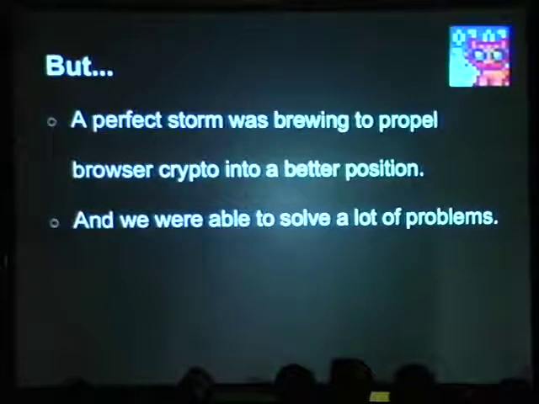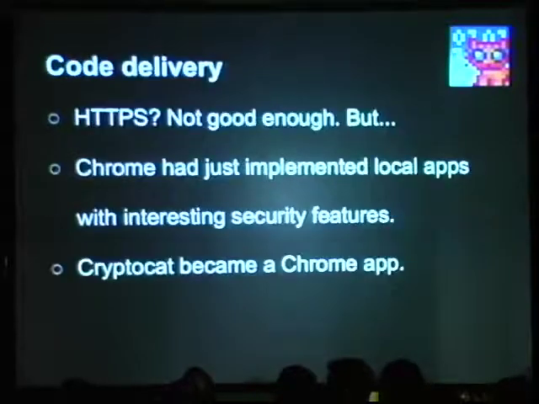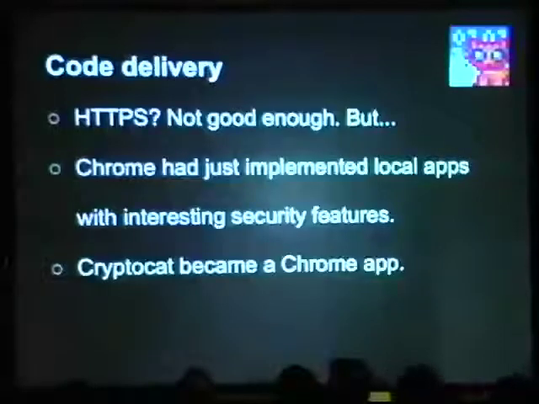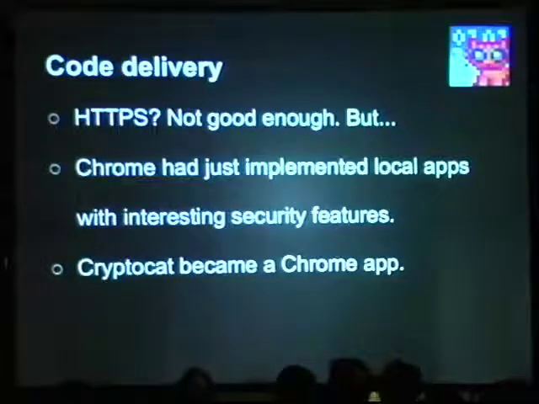But a perfect storm was brewing, at least from my perspective, and there were many technologies, as technologies tend to crop up, to propel this platform into something better, at least better than what it was, which, I mean, was quite terrible. So we were able to solve a lot of problems. So code delivery. Is HTTPS good enough to solve the problem of code delivery? No. Because HTTPS makes it harder for people to poison the code as it's arriving to you. But what if I do it? I could easily, and HTTPS would have no effect whatsoever.